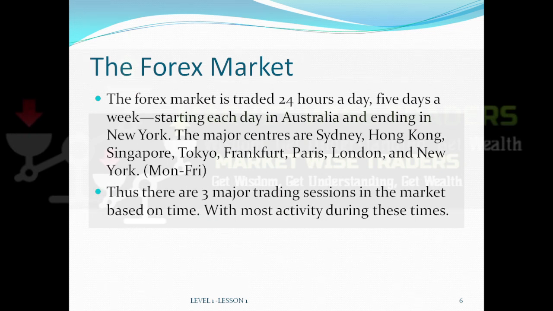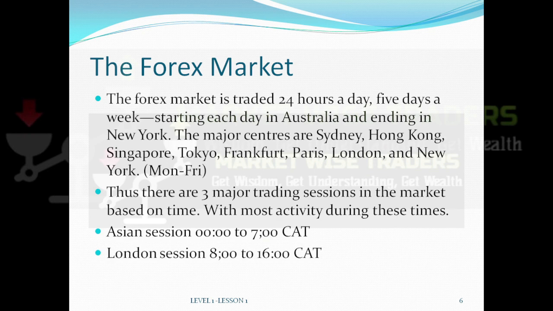That's when you can trade. There are 3 major trading sessions based on the times I just explained, and most of the activity happens during these times, because that's when people are up and busy checking the markets and placing trades. The Asian session runs from 0100 hours to 0700 hours, Central African time, GMT plus 2. The London session is from about 8 a.m. to 4 p.m., 1600 hours Central African time, or GMT plus 2. And the New York session, which I say starts around 2 up to 11, is GMT plus 2, or Central African time.